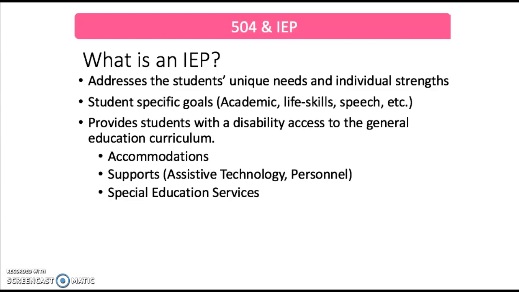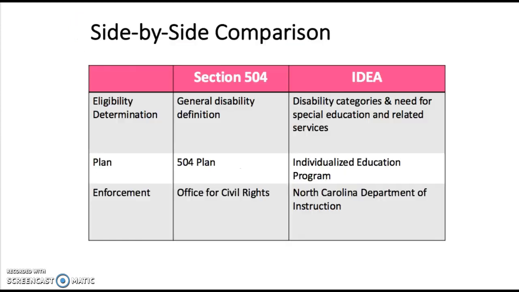Once eligibility is determined, then the IEP team will develop an IEP. This addresses the student's unique needs and individual strengths. Specific goals are developed, be it for academic, life skills, speech, etc. And then it provides students with a disability access to the general education curriculum. And part of that is providing accommodations, any assistive technology support they may need, personnel, and of course special education services that they would receive with one of our EC teachers.